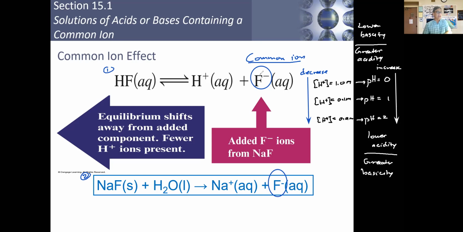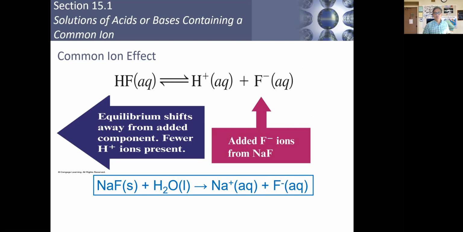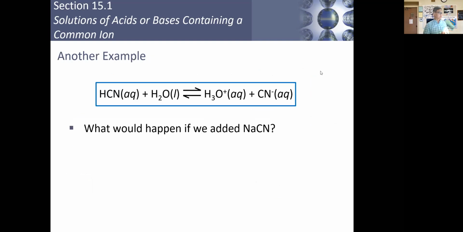As we add in this common ion, we are decreasing the amount of hydrogen ions because we're shifting the equilibrium back to the left. We're going to have fewer hydrogen ions, and as a result the pH is going to go up, and we have a less acidic solution. Make sure you keep that in mind as we go through this. I'm emphasizing this point early because this is something you really have to keep track of. All right, let's take a look at another example.